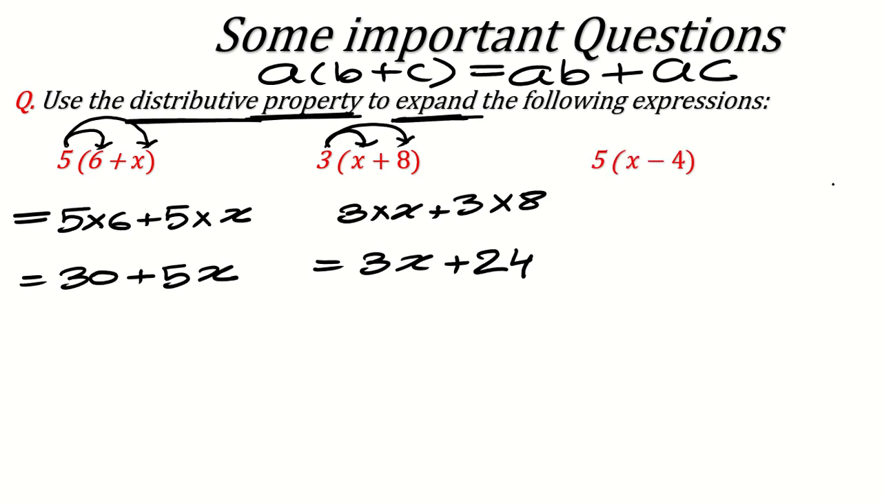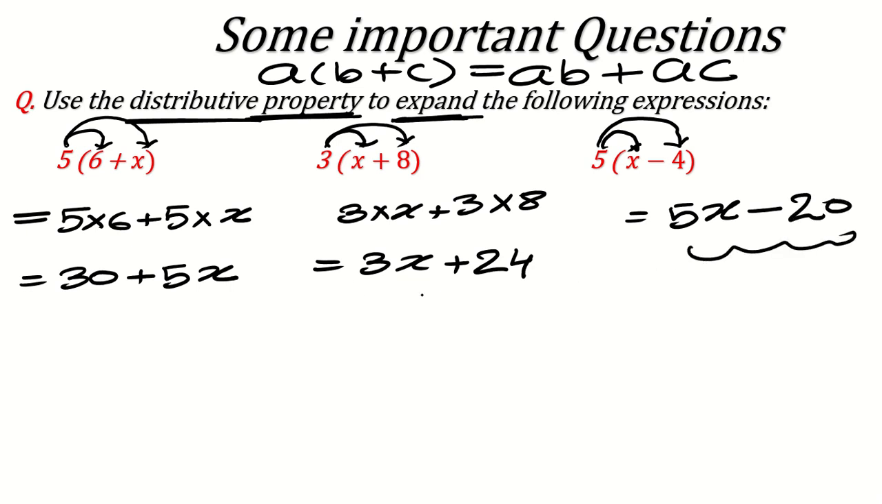Last question for this part is 5 times (x minus 4). So what name I told you for this? Distributive over subtraction. So 5 will multiply with x, so it will be 5x minus 5 multiplied by 4. It will become 20. So this is called expanded form.